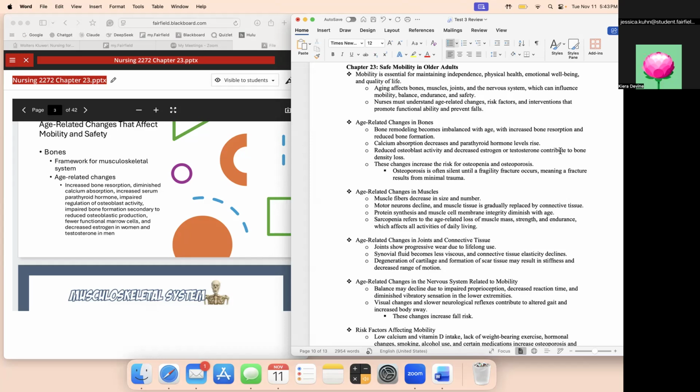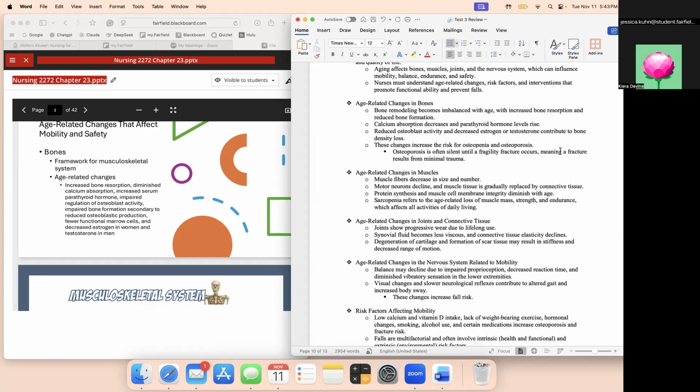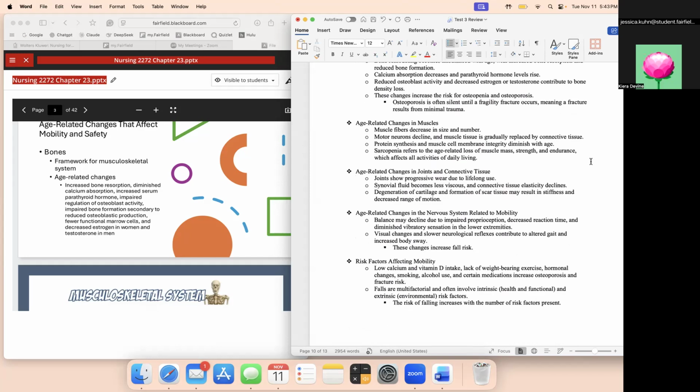So once the bones start breaking down, the rest of the feedback loop reduces osteoblast activity, and that can in general lead to osteoporosis and weaker bones. These changes have a risk of osteopenia and osteoporosis. Osteoporosis is usually silent until a fracture occurs.